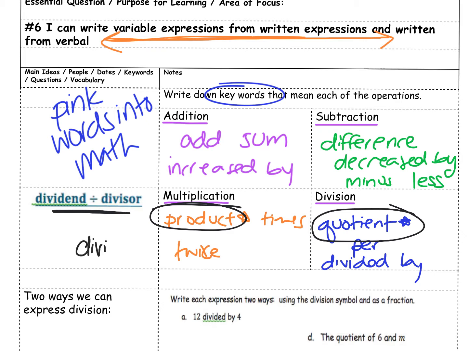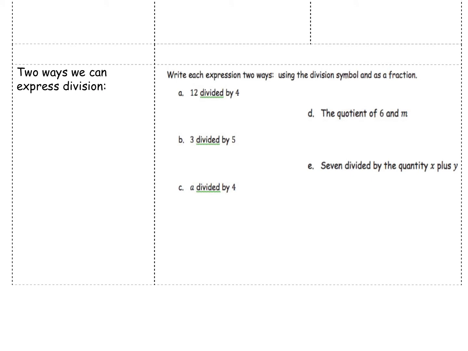If it's in the box, it's dividend and then the divisor, which would be this one. In a fraction form, it's dividend on top and divisor on the bottom. So there are 2 ways we can express a division problem. The first way is with our division sign. So we could say A divided by B.